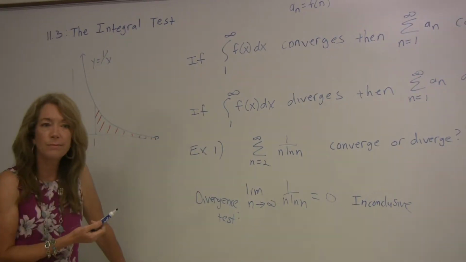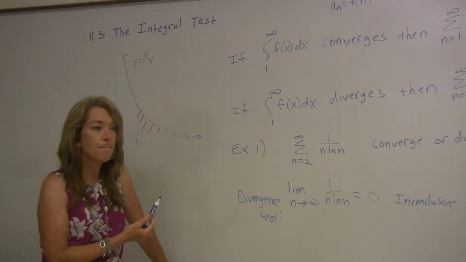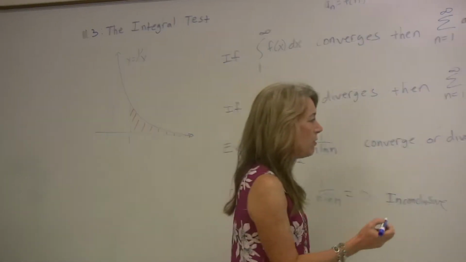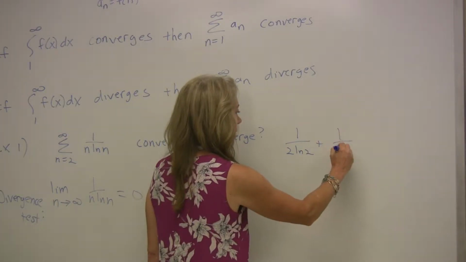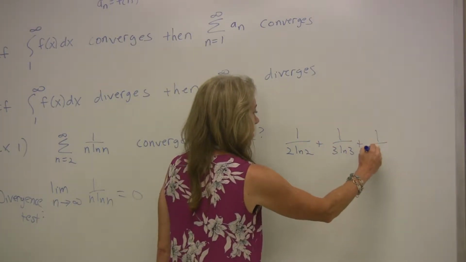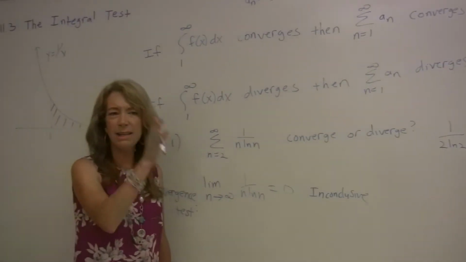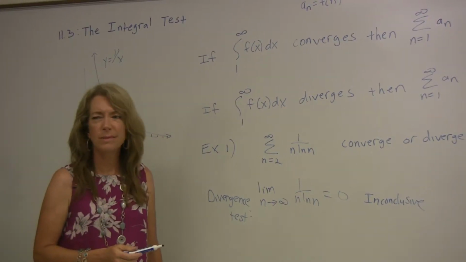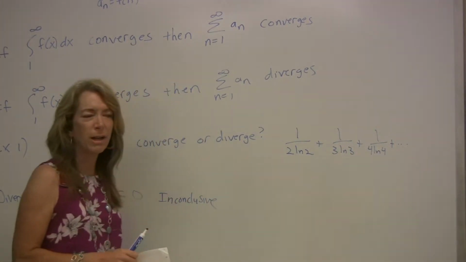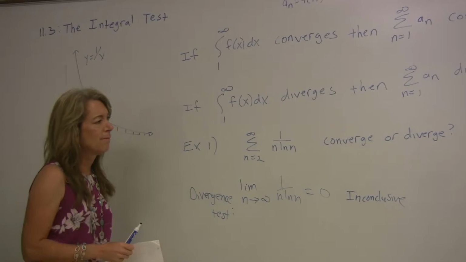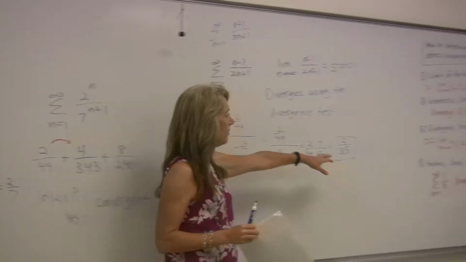Think it's geometric? 1 over 2 ln 2 plus 1 over 3 ln 3. Think that's geometric? Am I always multiplying by the same thing to get to the next number? Definitely not, right? The ln, so it's not multiplying. I'm not even multiplying over here. There's no common ratio there, so it's not geometric. So it's not geometric. The divergence test doesn't tell me anything.